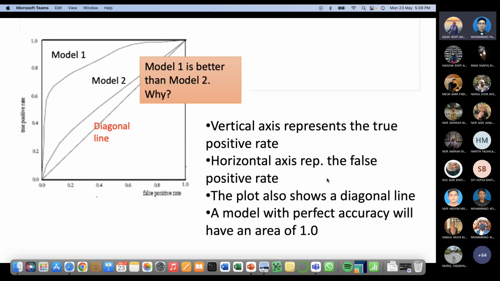The plot also shows a diagonal line. The model with perfect accuracy will have an area of 1.0. You can see the area near 1.0 is large for model 1 compared to model 2. Model 2 has almost no area near 1.0.